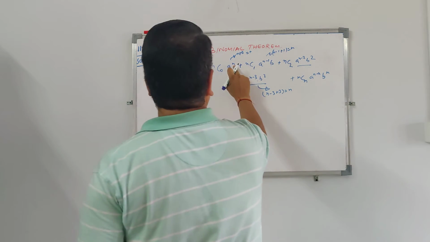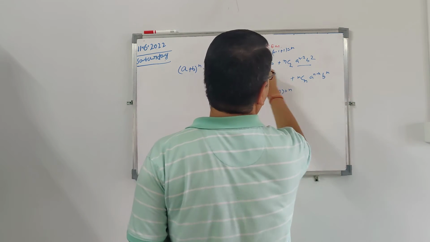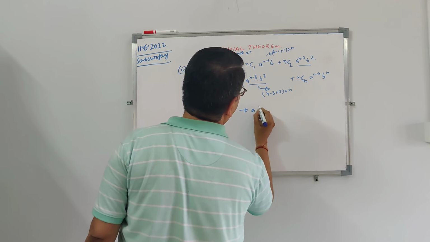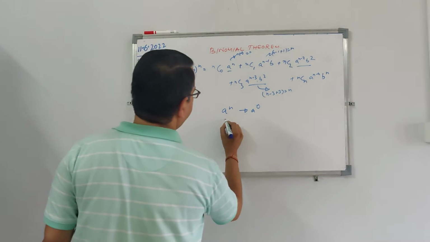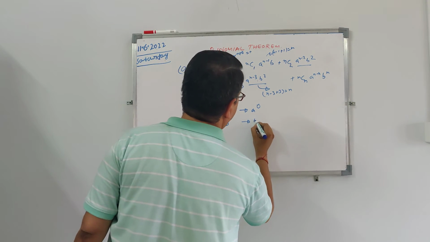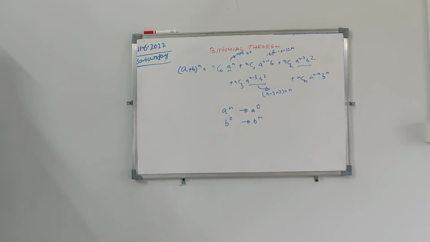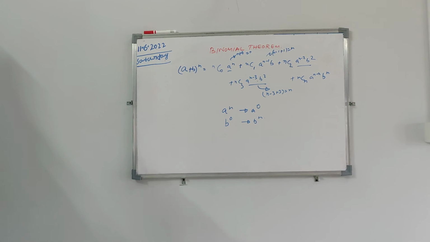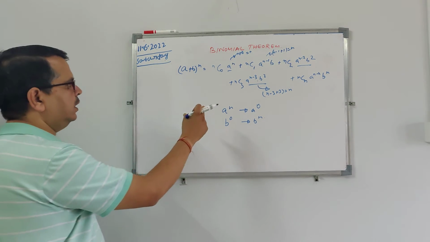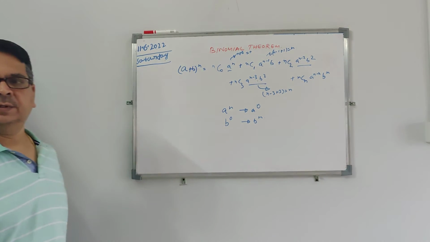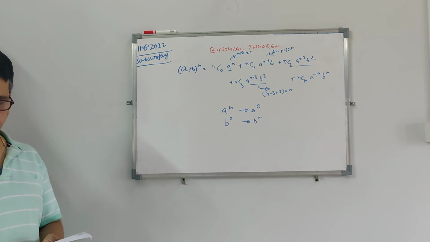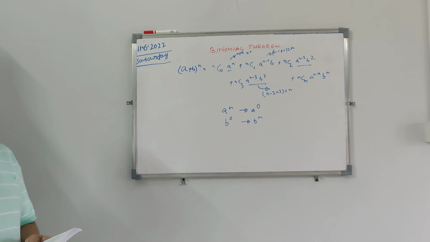The power of a has reduced from n to 0, so a to the power n has come down to a to the power 0, which gives nCn a^0 b^n. The power of a comes down from n to 0 from the first to the last term, whereas the power of b increases from 0 to n from the first to the last term. The first term is nC0 a to the power n b to the power 0, and the last term becomes nCn a to the power 0 b to the power n.